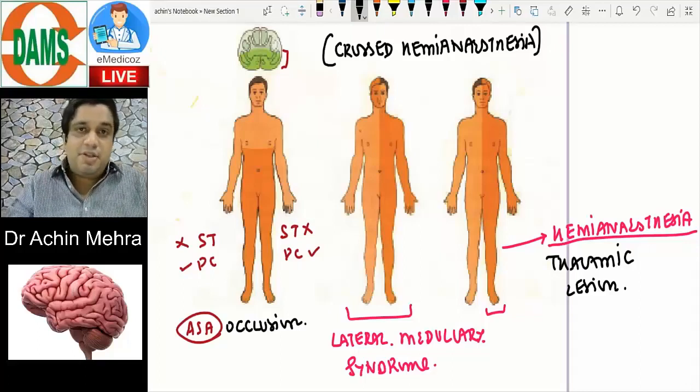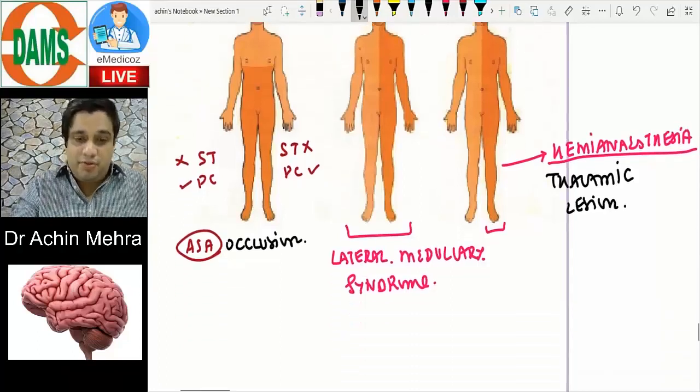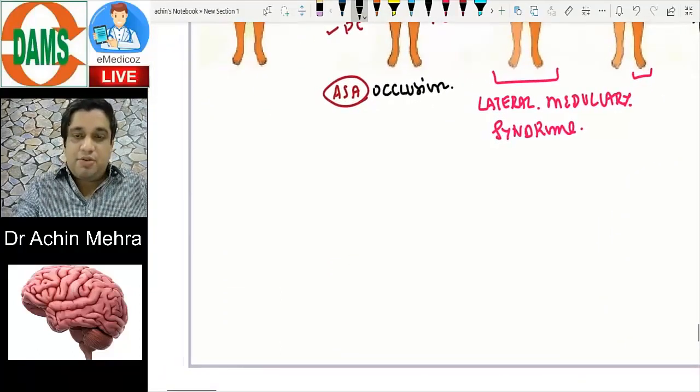While in a lateral medullary lesion we get hemianesthesia on the contralateral side. Contralateral in the respect of face on one side and the body on the other side. That's why the word diagonally opposite, crossed, is given to it. Right? These images are important. In one of the exams recently we got many questions on them.